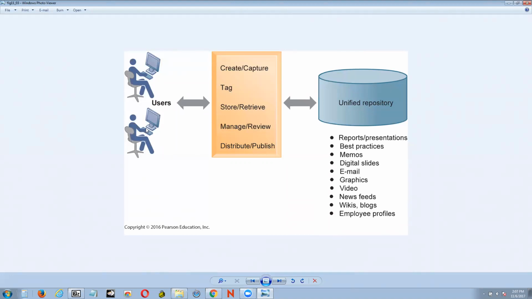So then you've got this unified repository. You've got all these kinds of things all pulled together. Okay, that's easier said than done, trust me, because most of this stuff... Now I'm going to talk, for example, about graphics, video, news feeds, wikis, and blogs.